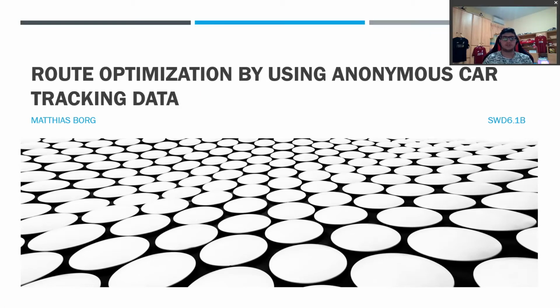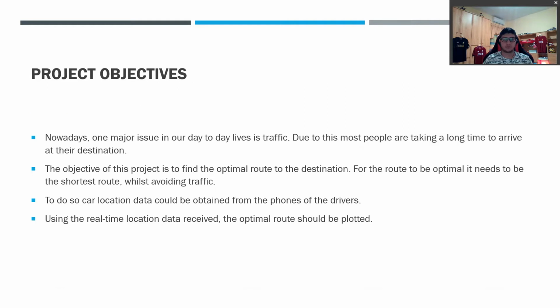Route optimization by using anonymous car tracking data. The project objectives. Nowadays, one major issue in our day-to-day lives is the huge amount of traffic that we have. Due to this large amount, many people are taking a very long time to arrive at their destination.